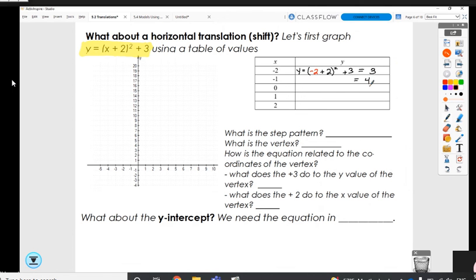We sub in 0. 0 plus 2 squared is 4, plus 3 should be 7. Sub in 1. 1 plus 2 is 3, squared is 9, plus 3 is 12. Sub in positive 2, we get 2 plus 2 is 4, 4 squared is 16, plus 3 is 19. So these kind of become our coordinates.